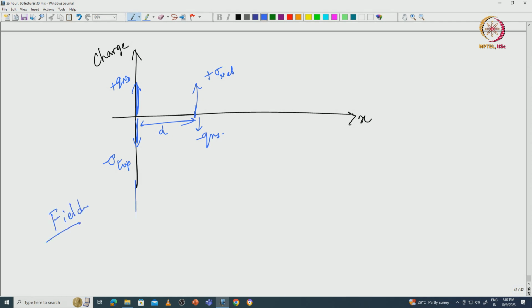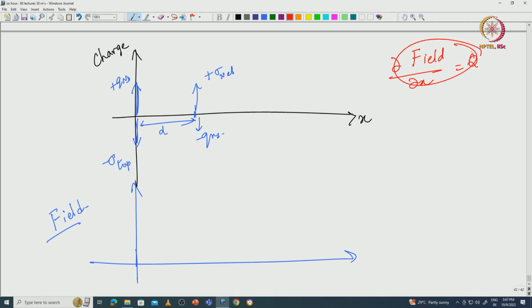Now, how will you draw the electric field diagram? I have to draw the electric field diagram on the same scale essentially. The derivative of the electric field with respect to position is the charge divided by epsilon, by Poisson's equation. That also reminds me to tell you that the polarization that we have been talking about is essentially charge.